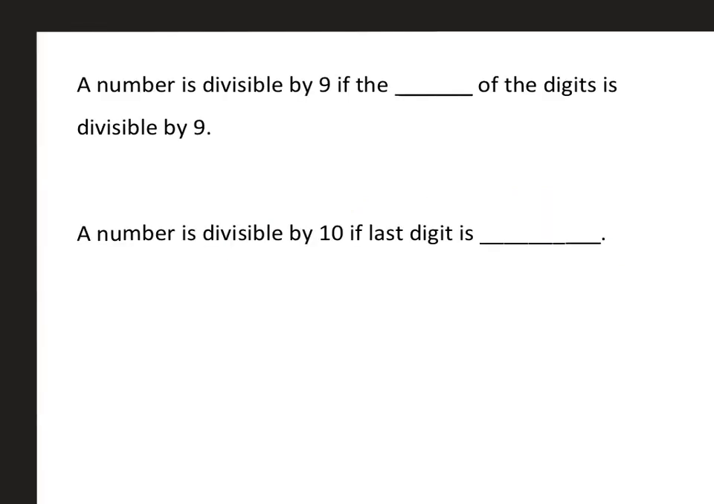Okay, a number is divisible by 9 if the sum of the digits, so similar to the 3 rule, we're summing the digits, if the sum of the digits is divisible by 9. Now, 9's a lot bigger number, so sometimes you won't know if the sum of the digits is divisible by 9. You might have to actually work it out.